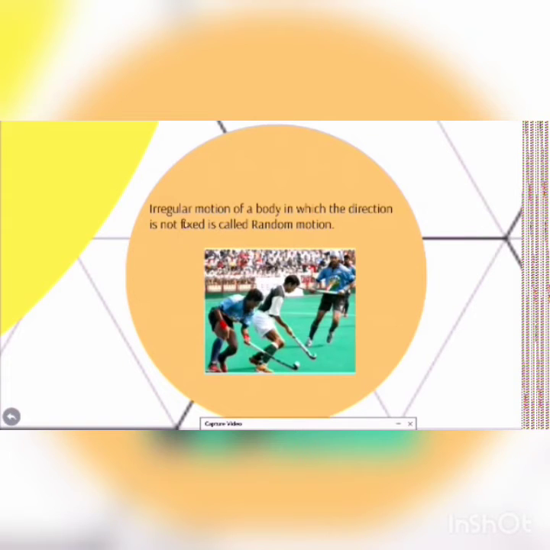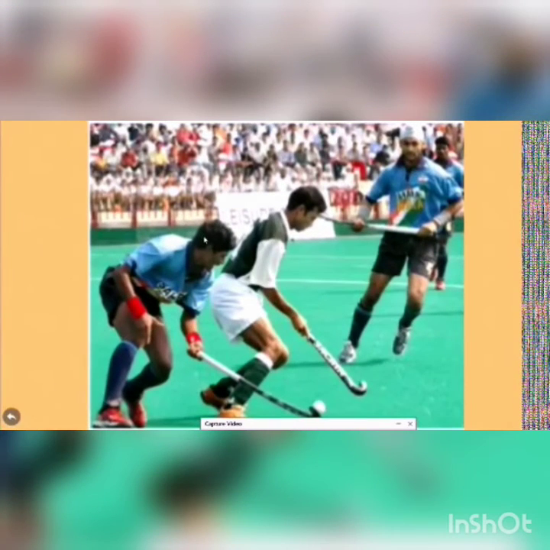Random motion. Irregular motion of a body in which the direction is not fixed is called the random motion. For example, the players in the hockey match are in the random motion.